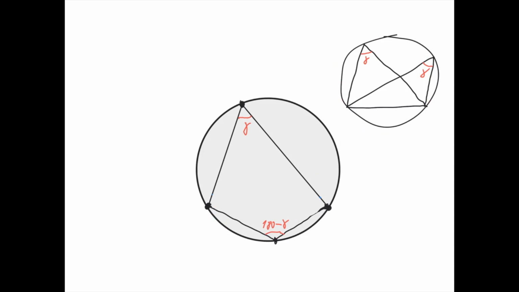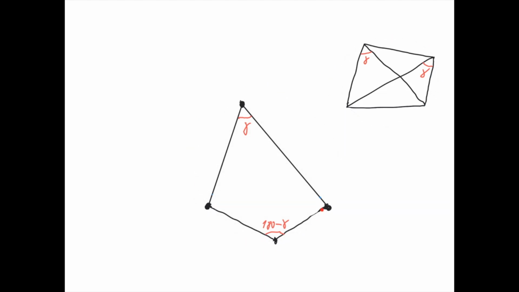For example, if we don't know that this quadrilateral is cyclic, but we do know that this angle is gamma and this one is 180 minus gamma, then it will follow that there is a circle around these 4 points. And similarly, if we know for some quadrilateral that this angle equals this angle, then we will show that there exists a circle that passes through all 4 points. We're first going to start with this property.